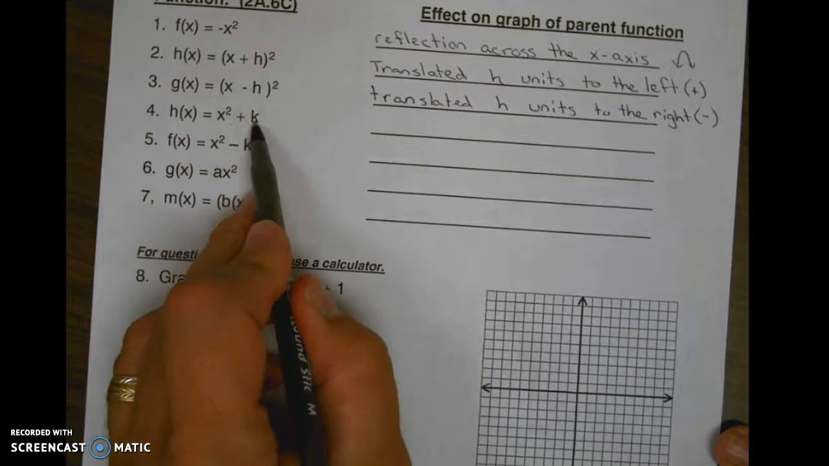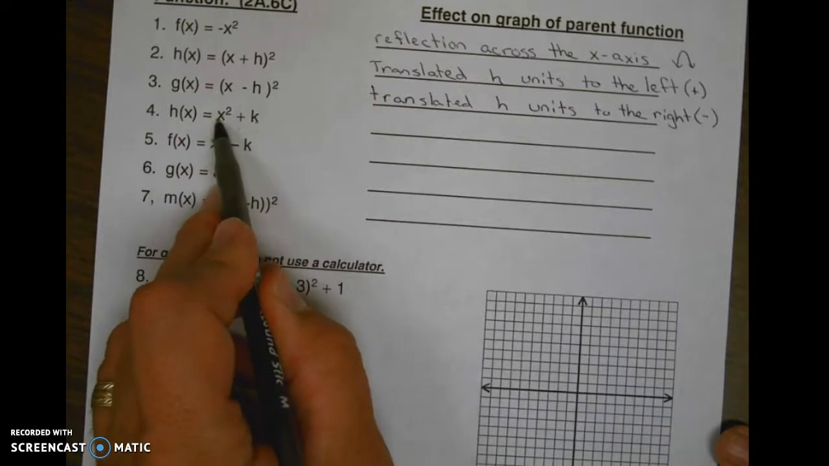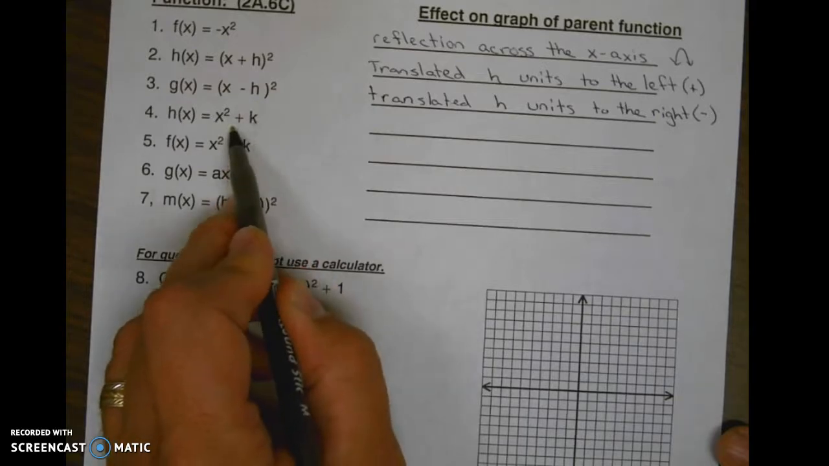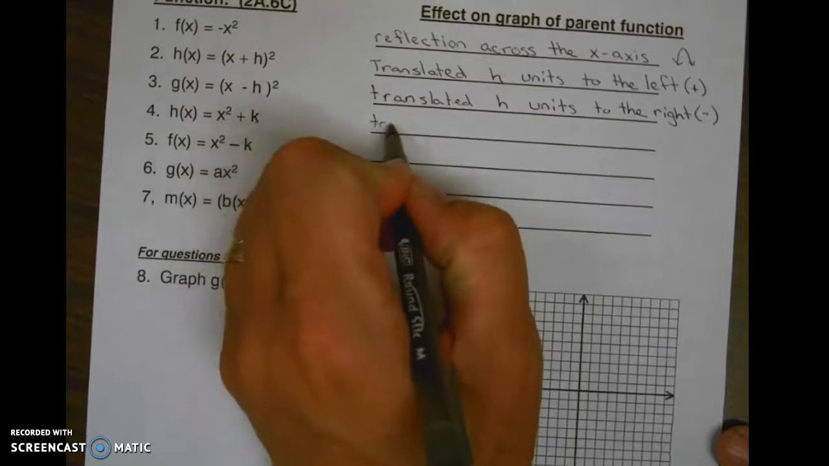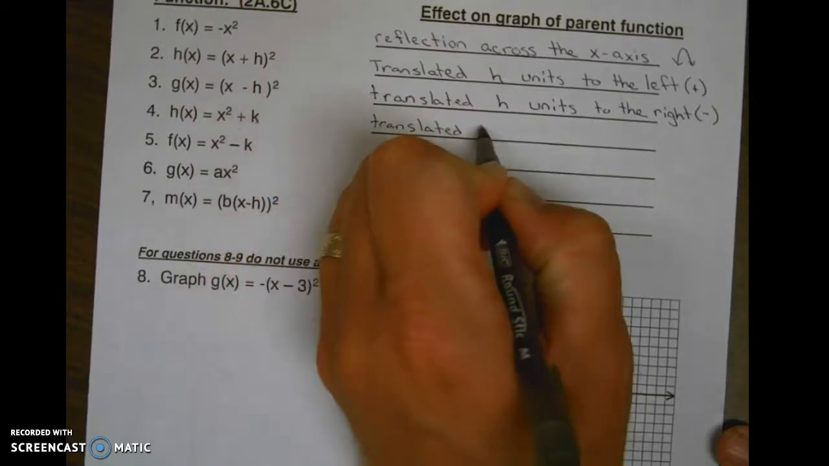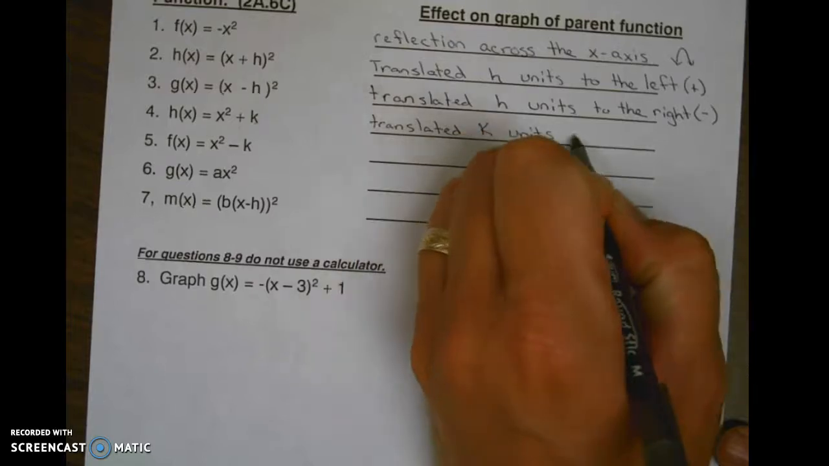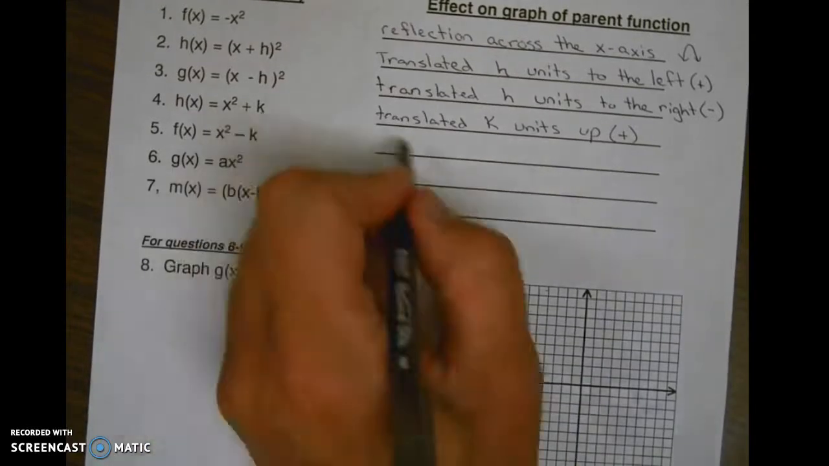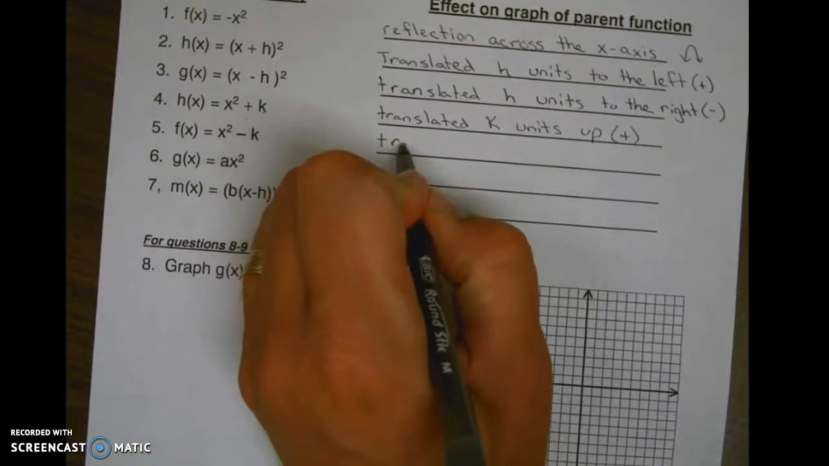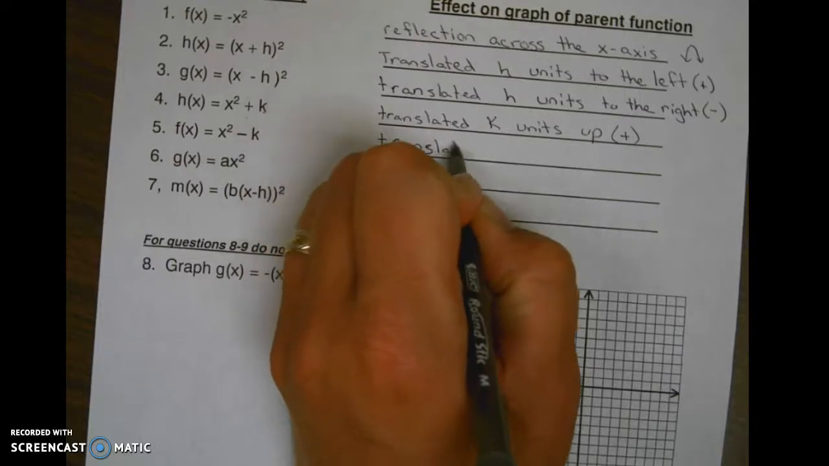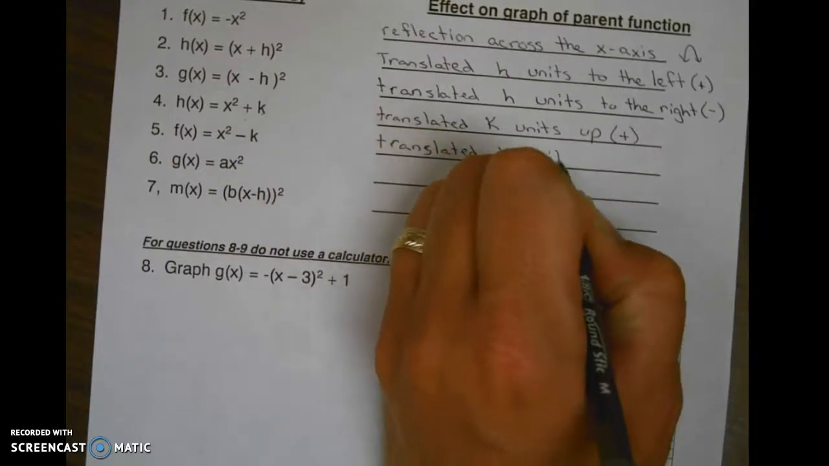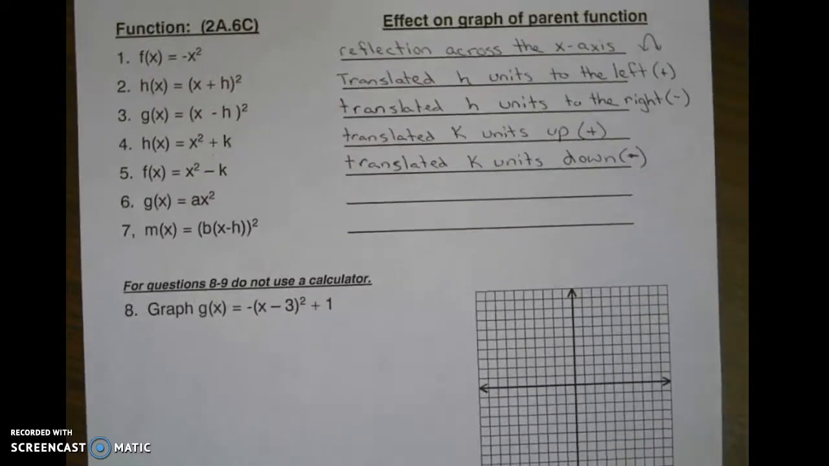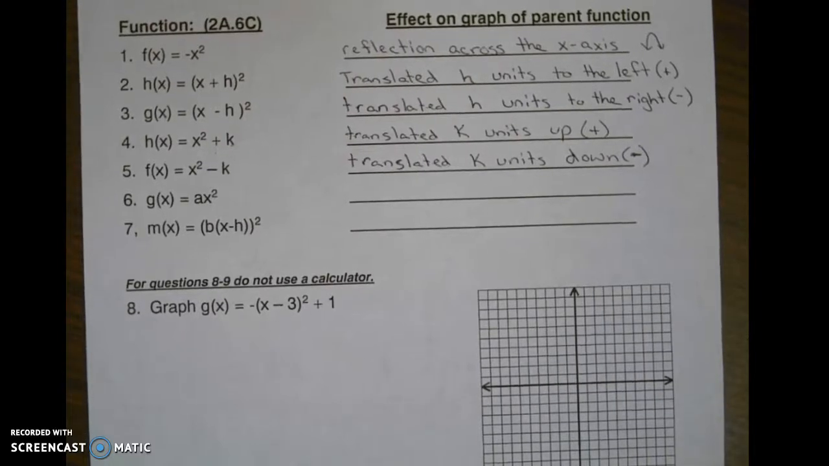Okay, and as a review, also here, notice that the k is not in a grouping symbol with the x, so this value is going to be affecting y. So this one is going to be translated k units up, and this one is translated k units down. Remember, you can pause the video at any time if I go too fast and review.